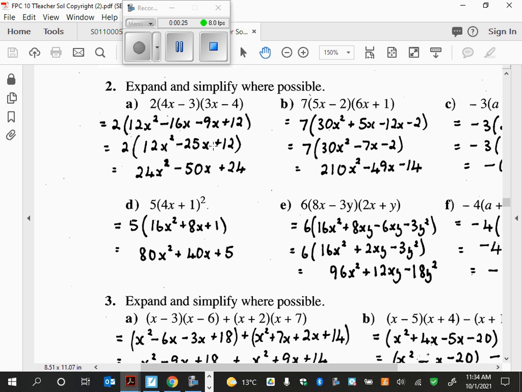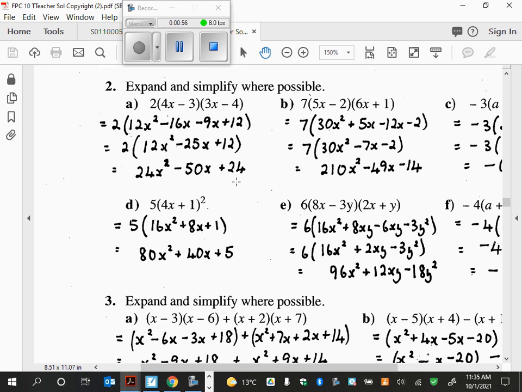So you can see that they FOILed first, and then collected like terms, and then distributed the two. If you distribute the two into the first bracket, and then FOIL, you'll get the exact same answer. Did anybody do that? Distribute to the first bracket and get the exact same answer as 24x squared minus 50x plus 24. Anybody get that? Okay, both ways. Got it, good.